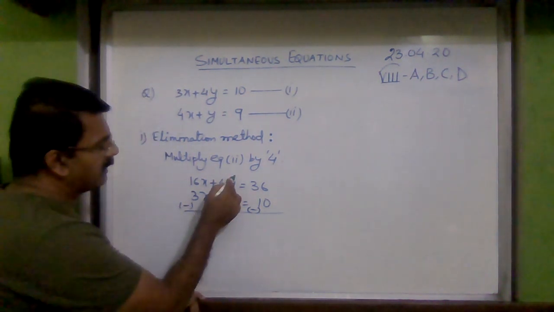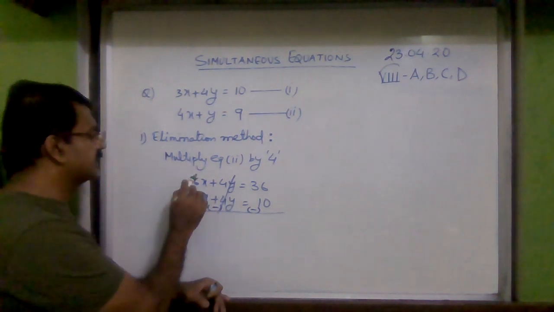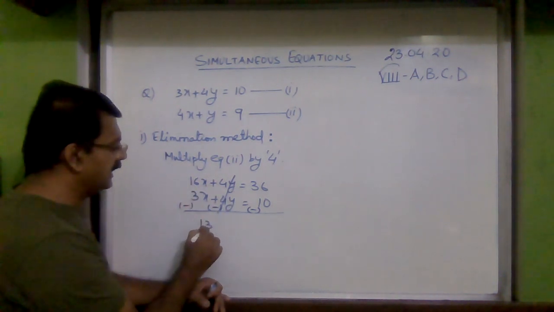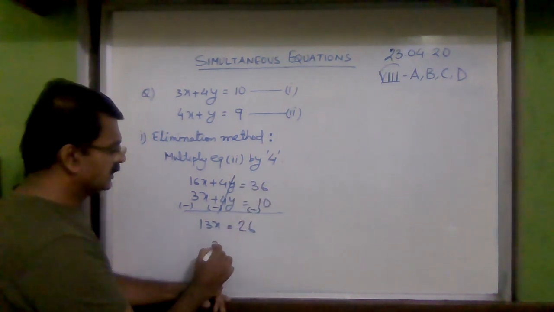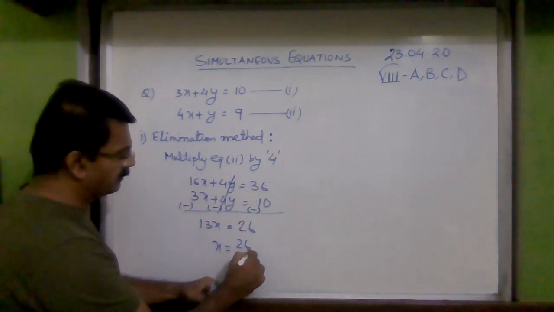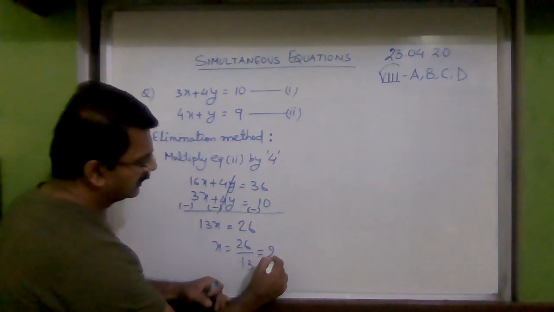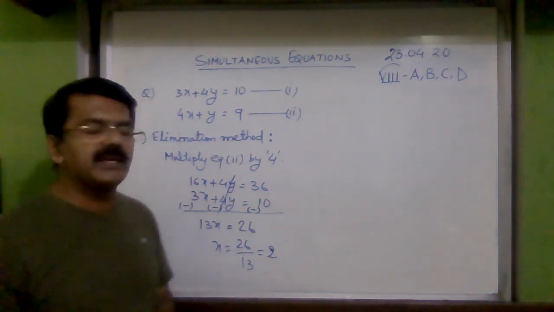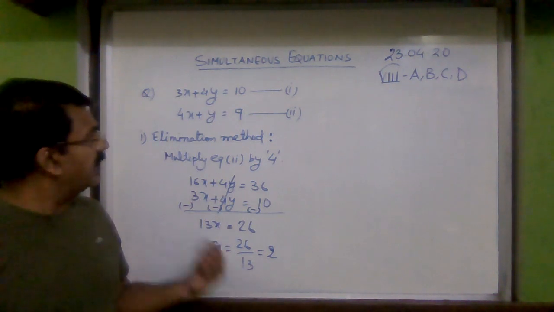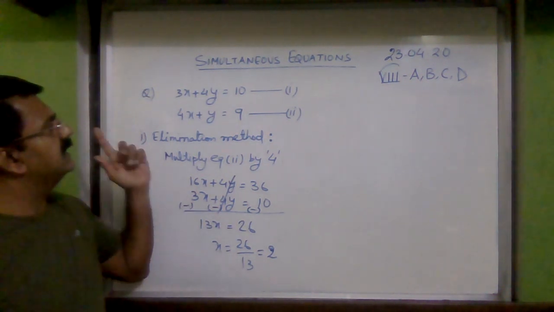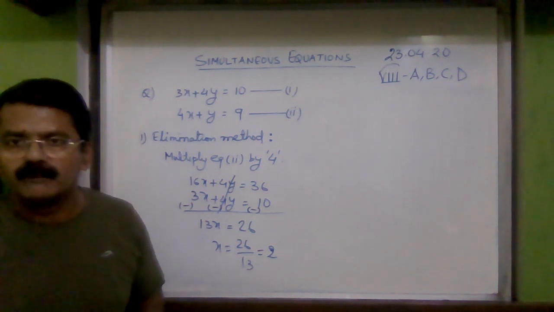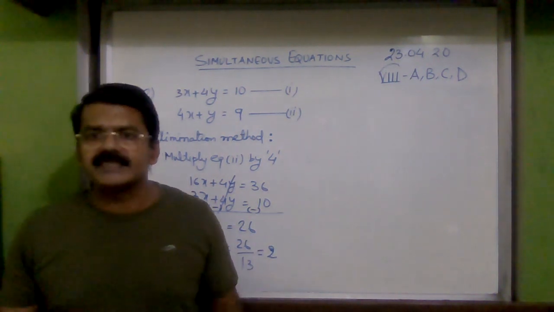Now plus 4y minus 4y cancelled out. 16x minus 3x will be 13x is equal to 36 minus 10 will be 26. So x is equal to 26 upon 13, that is 2. So you can see we have found the value of x. Now you have to put this value of x either in equation 1 or in equation 2. In both the cases you will be getting the same answer.